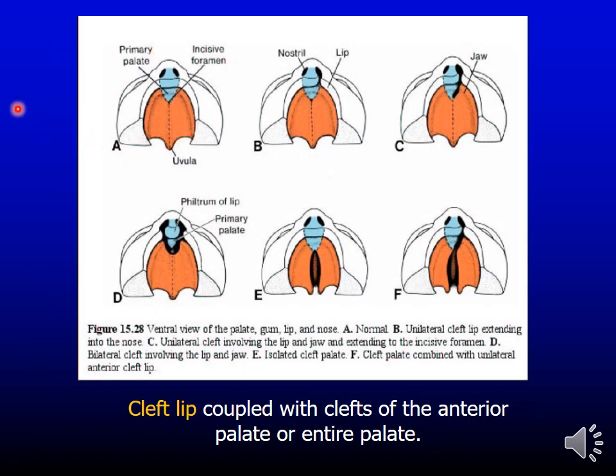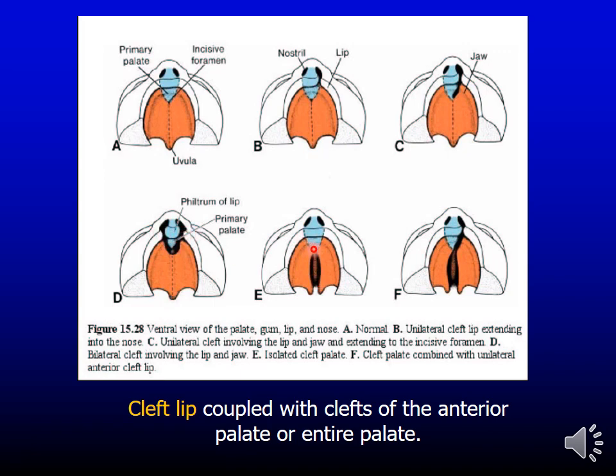This shows different types of clefts. Here, this is the normal condition. Here you can see there is a unilateral cleft lip. The cleft here involves the lip and side of the primary palate. You can see this is a severe condition because it involves bilateral cleft lip and primary palate.